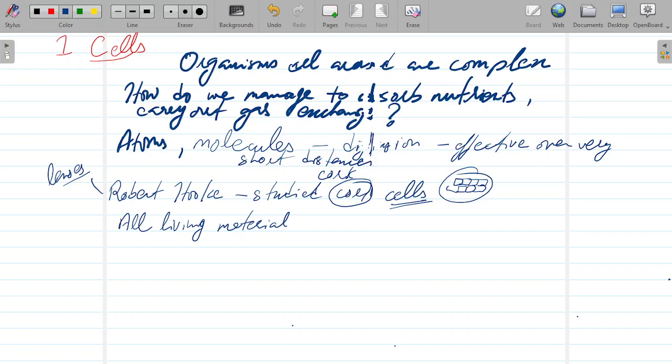Later on, when other living material was studied, we came to know that all living material is actually made up of cells. And from there, the realization that cells are the basic building block or basic unit of life.